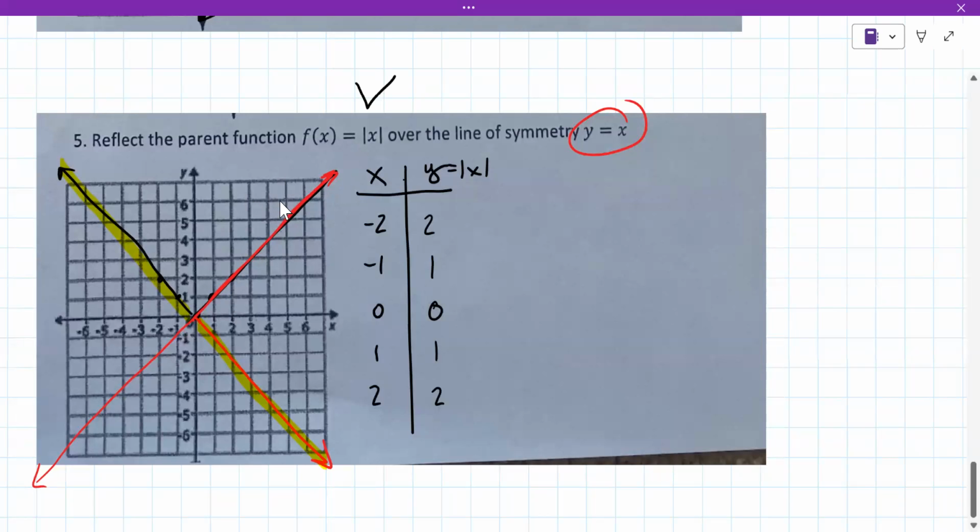Okay. It'd be like if I said reflect something over the x-axis and it's already on the x-axis, it just stays there. Right. Okay. Does that make sense? Yeah, I think so. Okay.